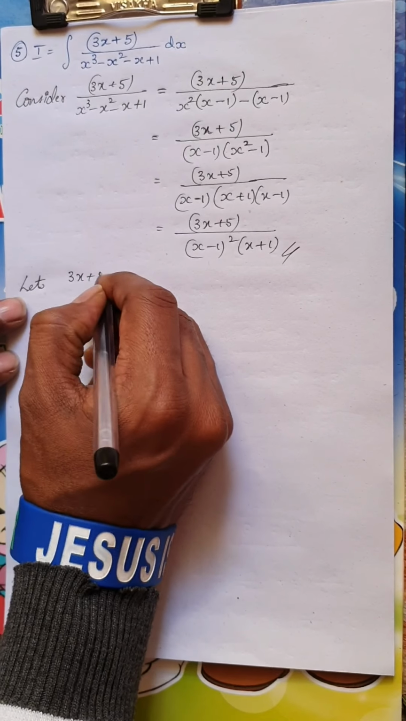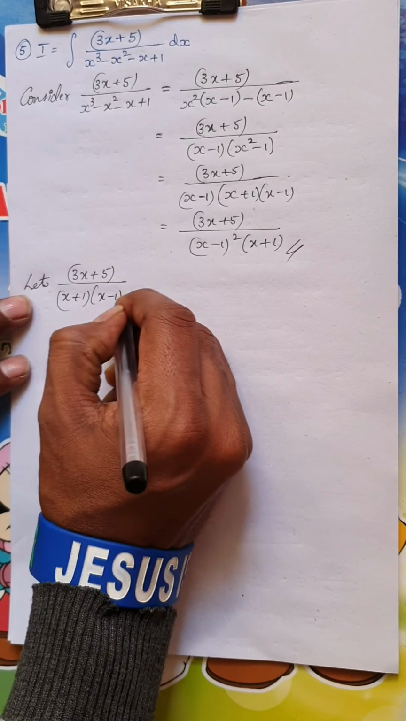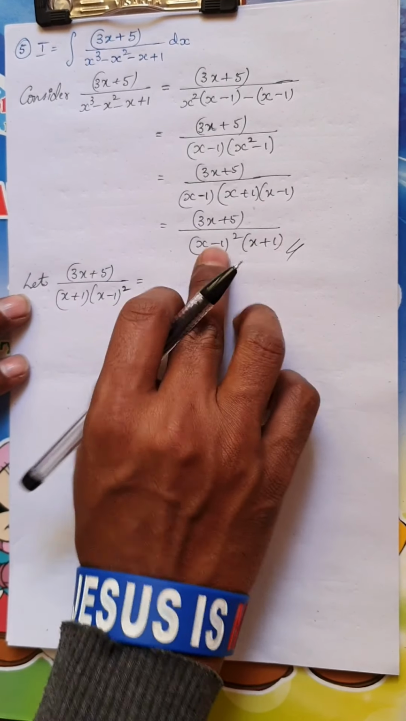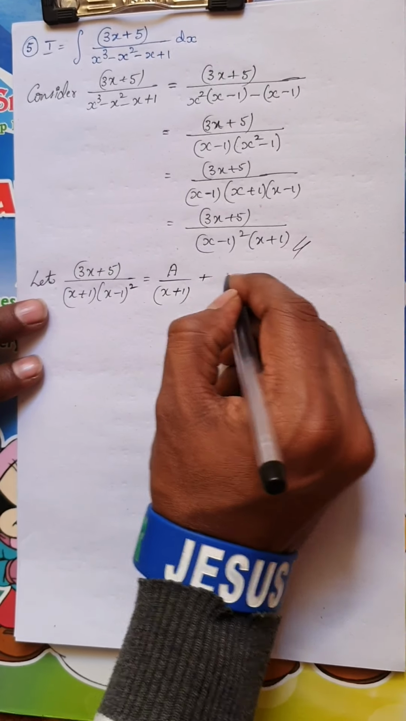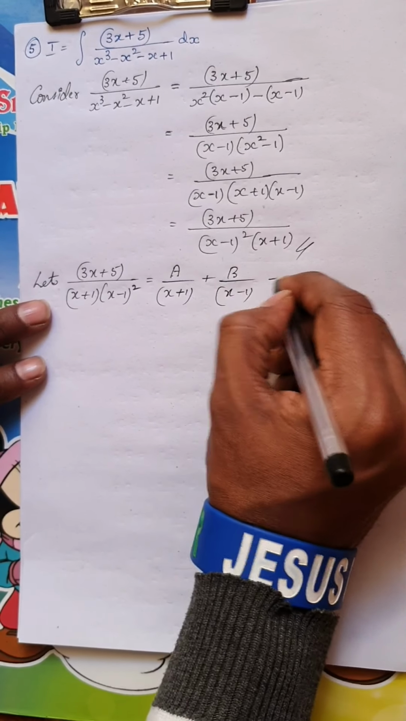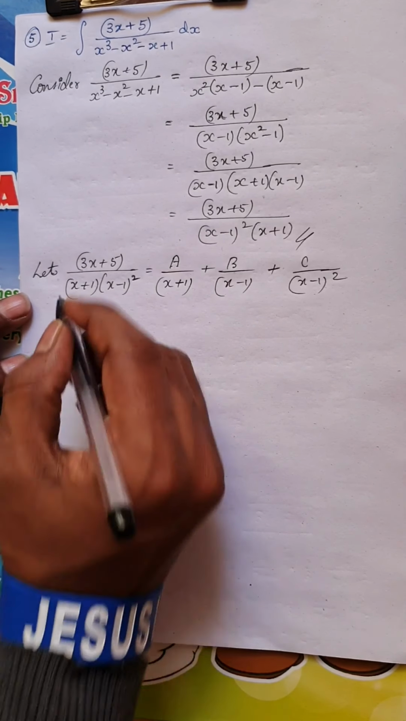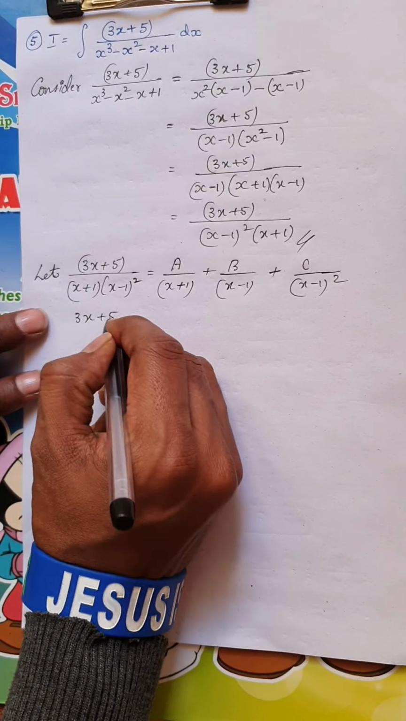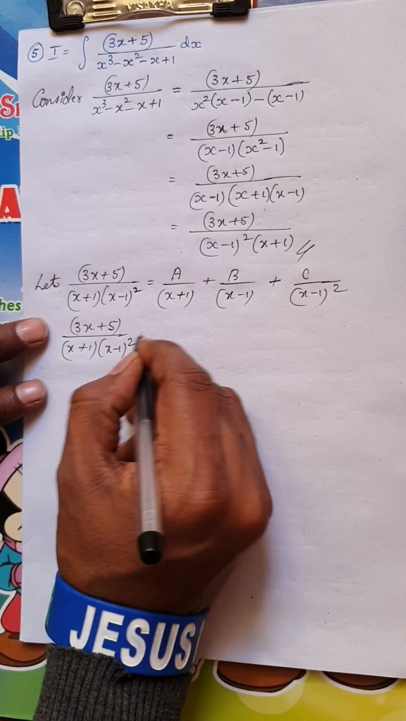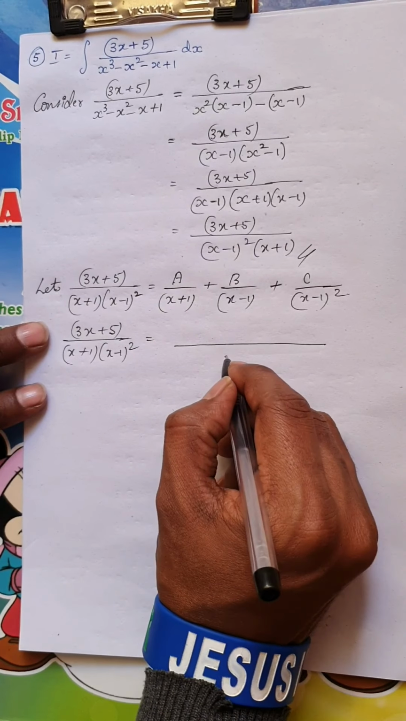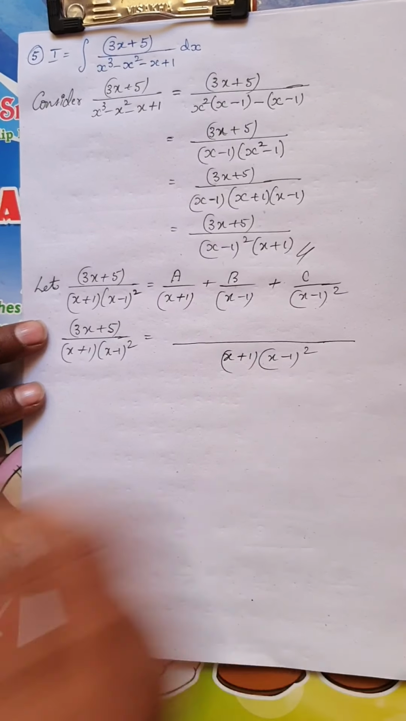Let 3x plus 5 divided by x plus 1 into x minus 1 whole square, remember, I have taken this type first, be written as I told you: a divided by x plus 1, plus b divided by x minus 1, plus c divided by x minus 1 whole square. Okay. Now, let us take the LCM. So, I have 3x plus 5 divided by x plus 1 into x minus 1 whole square. If you take the LCM, here you will have the same factors, x plus 1 into x minus 1 whole square. Is it clear?